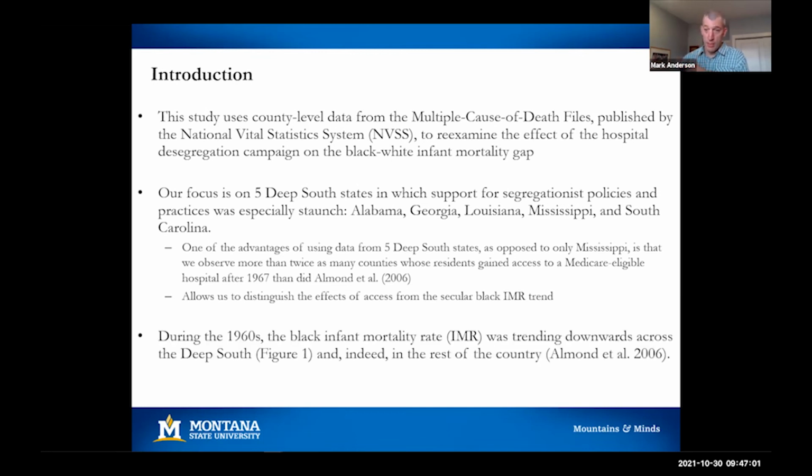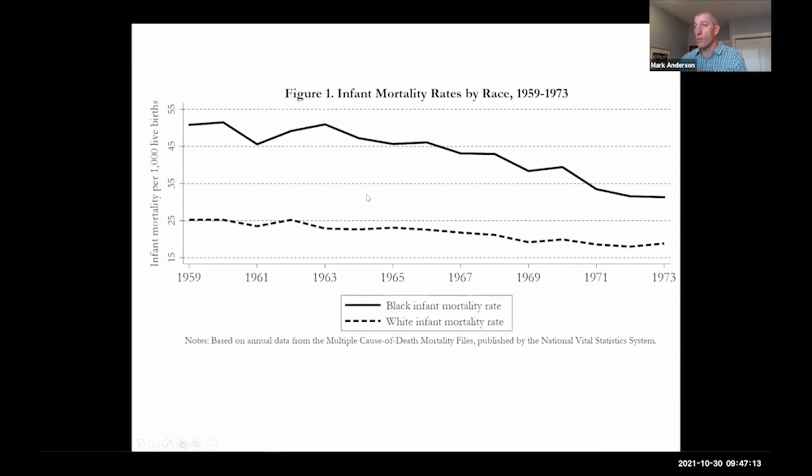During the 60s, the Black infant mortality rate was indeed trending downward across the Deep South and the rest of the country. But the figure I'm going to show you here is based on data from the 5 states in our sample. So we have the Black infant mortality rate and the white infant mortality rate, and our analysis goes from 59 to 73. And we do see this narrowing of the gap, but we also see these smooth trends running through 1966.